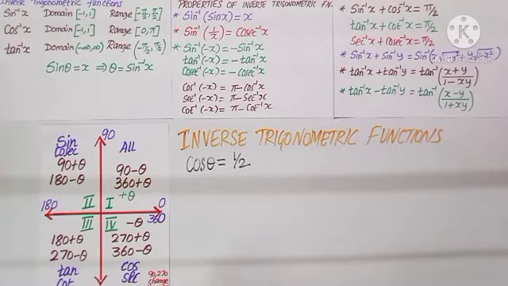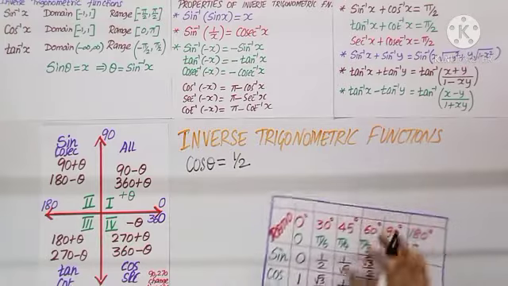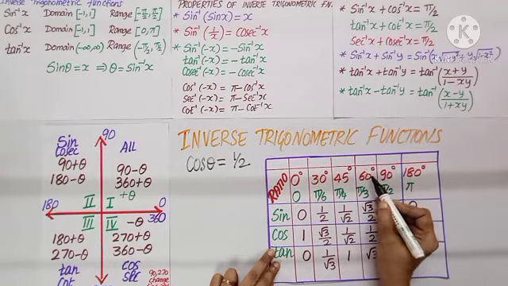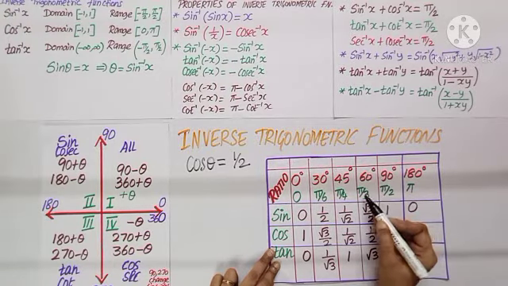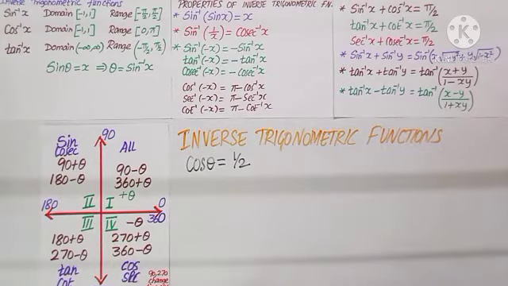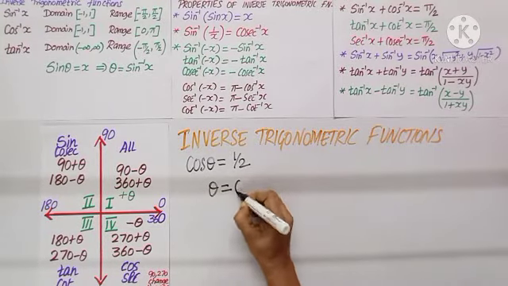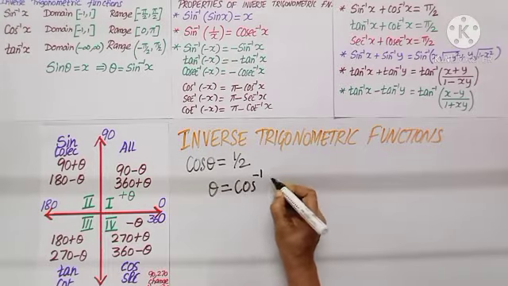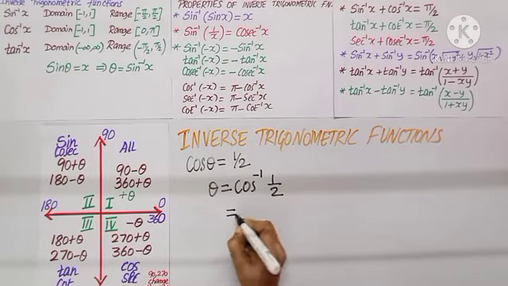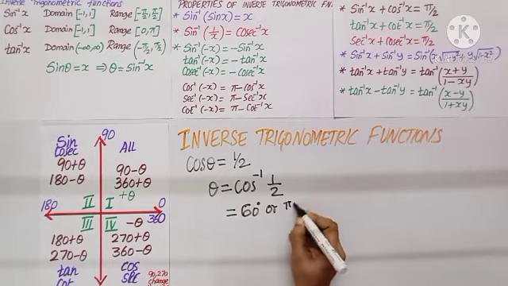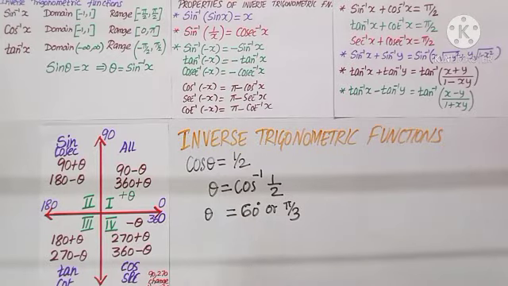Cos theta is 1 by 2. I refer to the table. Cos is 1 by 2, what is the corresponding angle? I will say 60 degrees or pi by 3. So, when cos theta is half, I will immediately write theta is cos inverse half, and the answer is 60 degrees, or I can say pi by 3 radians.